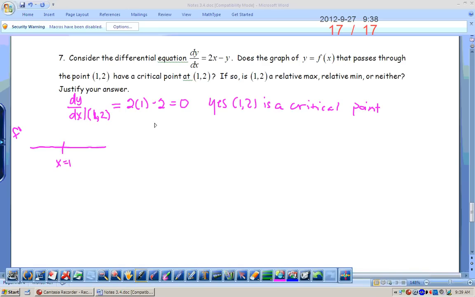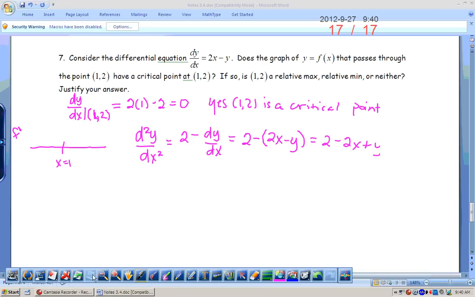So I need to take the derivative of dy/dx. That would be d squared y over dx squared. The derivative of 2x minus y would be 2 minus dy/dx. But remember that we never leave the second derivative in terms of dy/dx. We always replace it with what dy/dx is in terms of x and y. So d squared y over dx squared would equal 2 minus (2x minus y). If you want to simplify that, that's fine. It would be 2 minus 2x plus y.